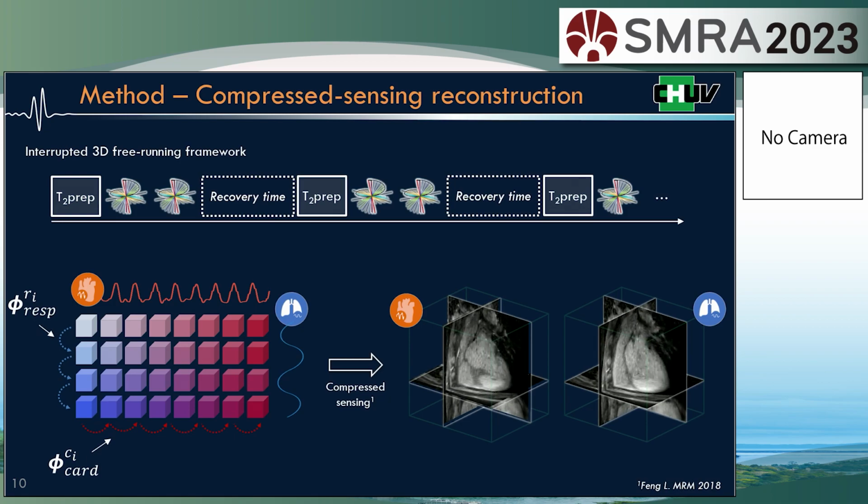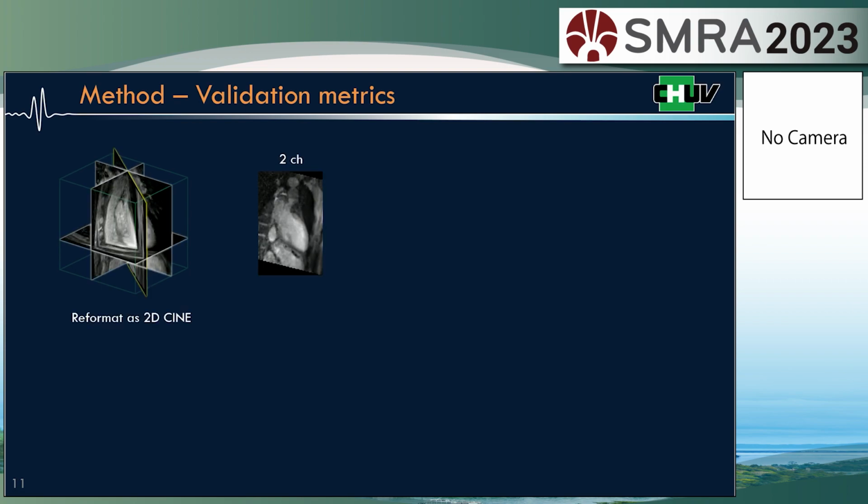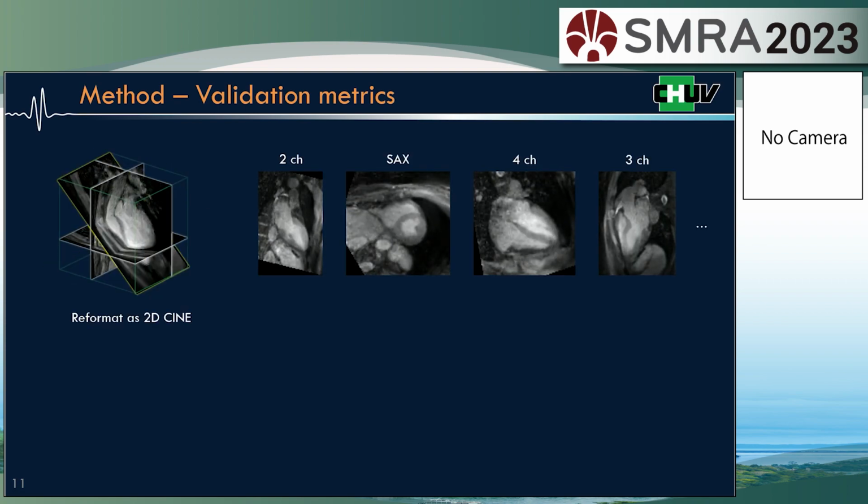And we finally get our 3D images for each cardiac and respiratory phase. One of the main advantages of this method, like every free-running acquisition, is that we can retrospectively recreate every 2D slice known by the clinician.